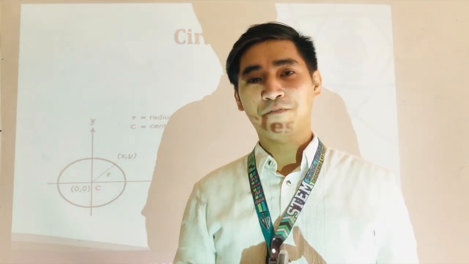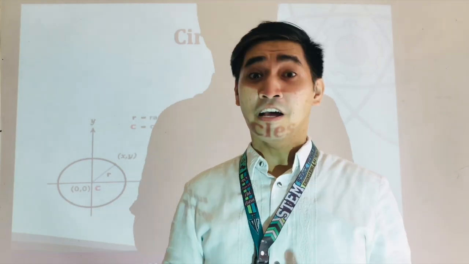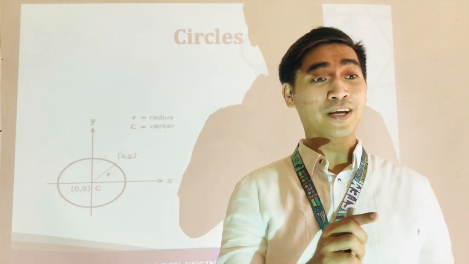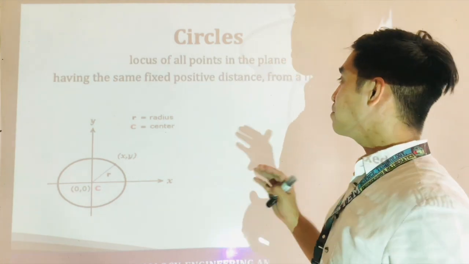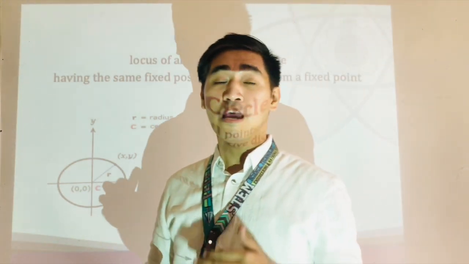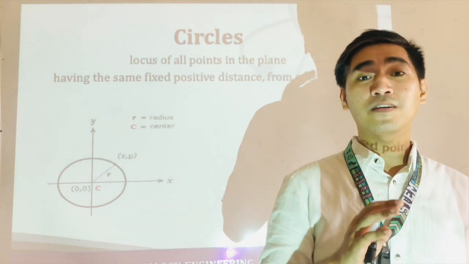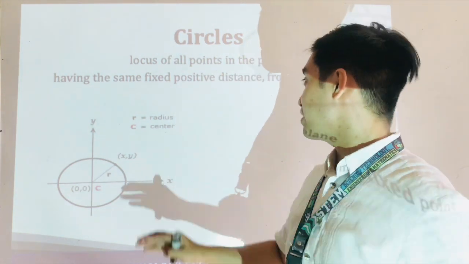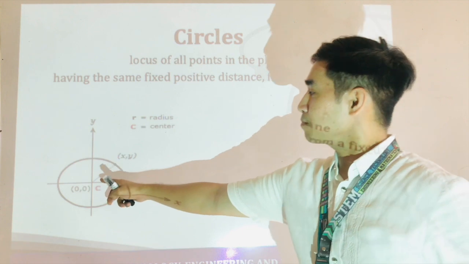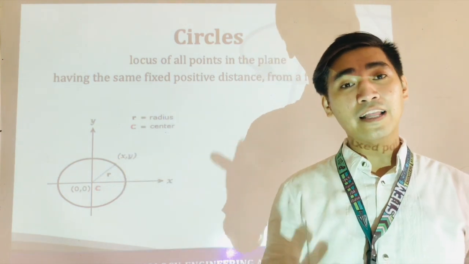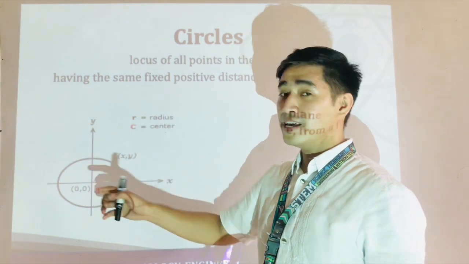Once again, our topic for today is all about circles. So a circle is the locus of all points in the plane having the same fixed positive distance from a fixed point. That fixed positive distance is what we call the radius. This is the radius of the circle, and that fixed point is what we call the center.